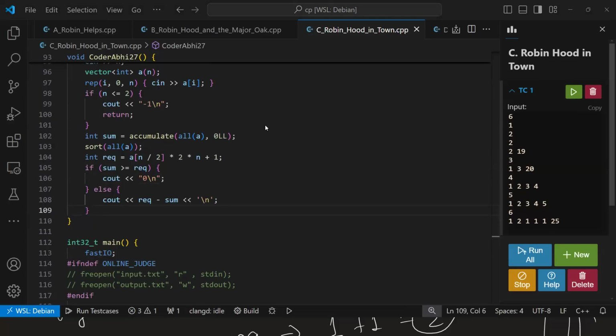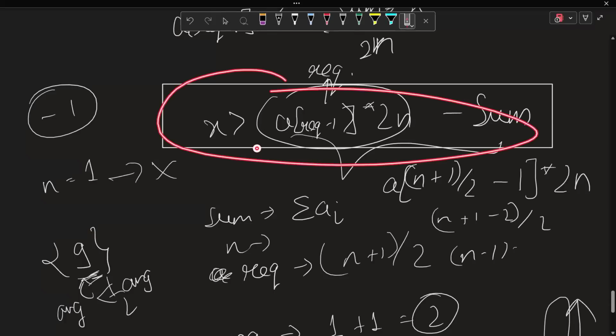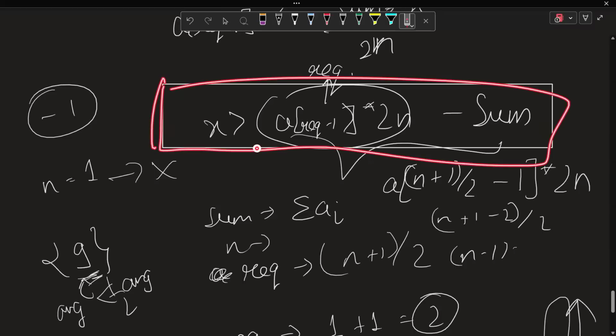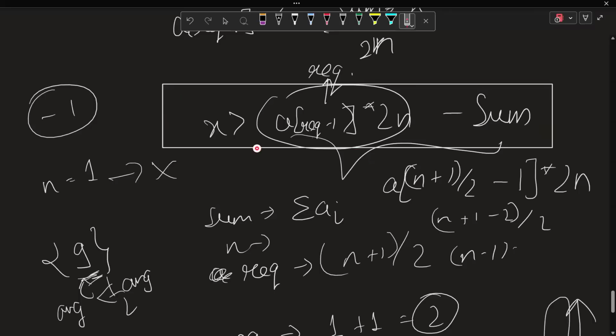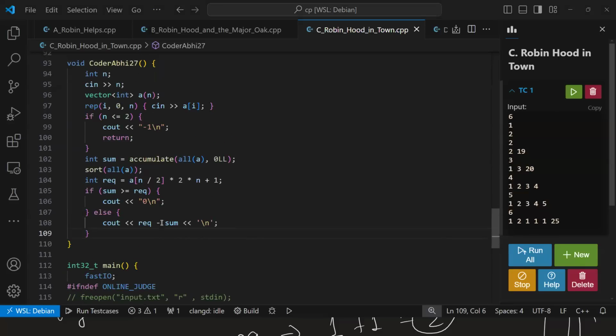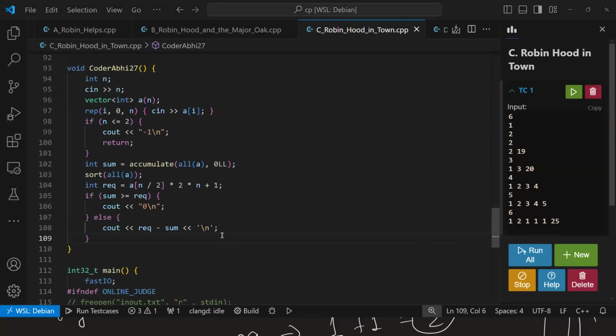You can use binary search on the answer also. There's no problem, but it would add an extra log complexity, but that would also work. Here we were able to derive the formula directly, so we use it. But yes, you can use binary search on the answer also in this case. No problem with that. Okay, I hope this problem is clear to you all. If there is any other doubt, you can ask.